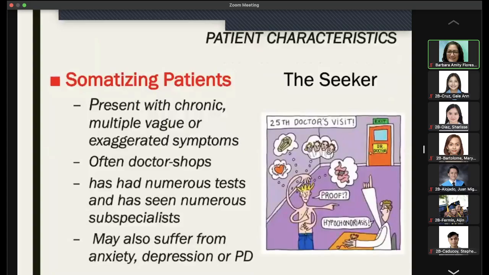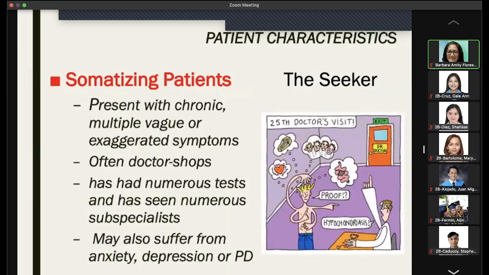The somatizing patient or the seeker. These are patients who present with chronic, multiple, vague, or exaggerated symptoms. These are your doctor shoppers. Okay, so they've undergone so many tests already. They've seen so many subspecialists, but nobody can pinpoint what's actually happening to the patient.